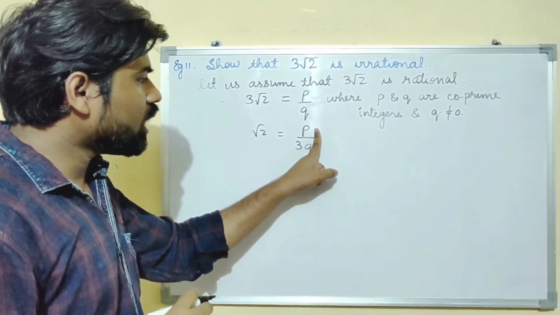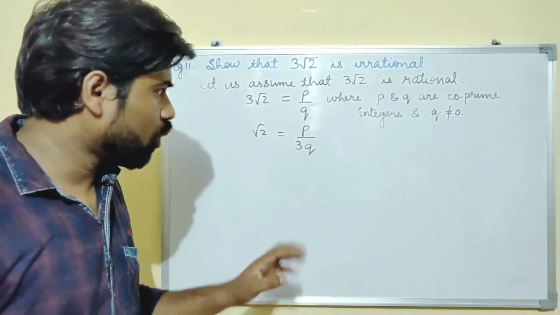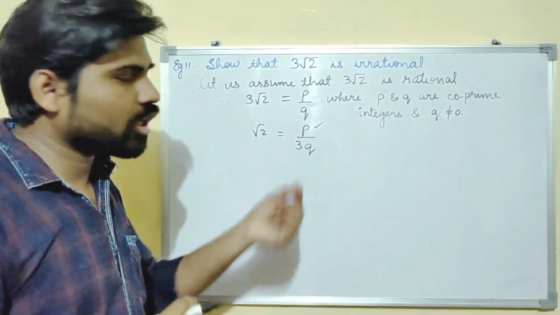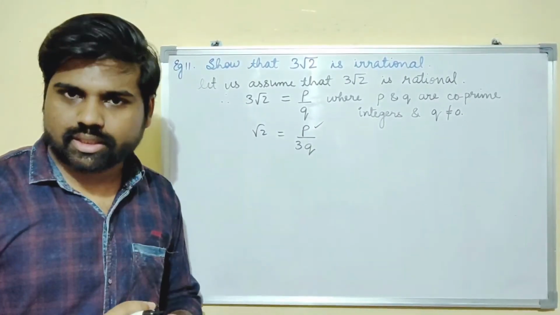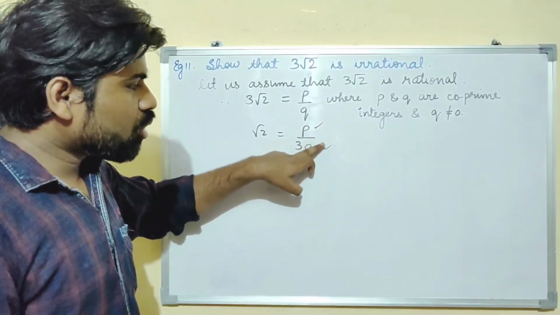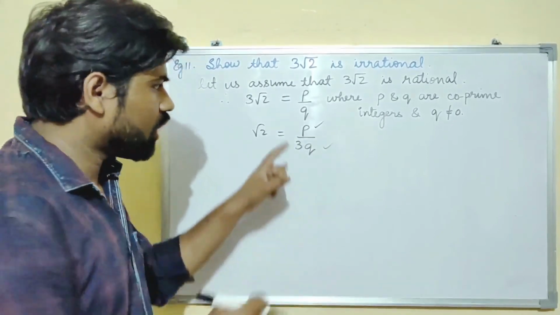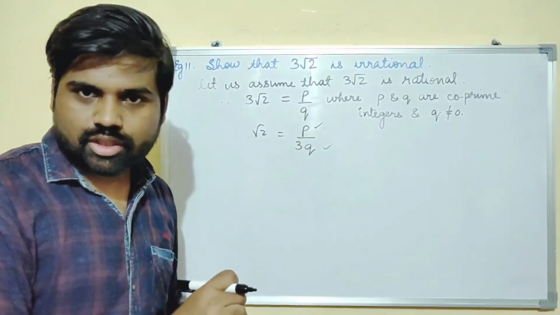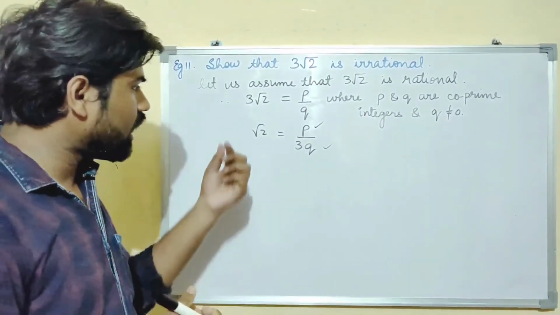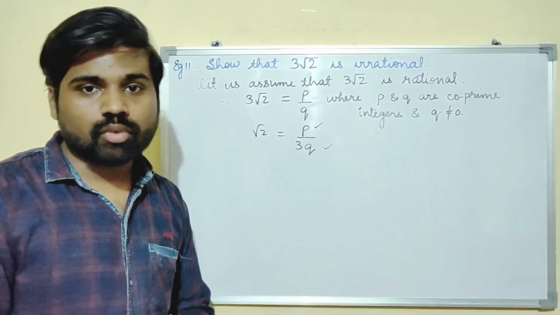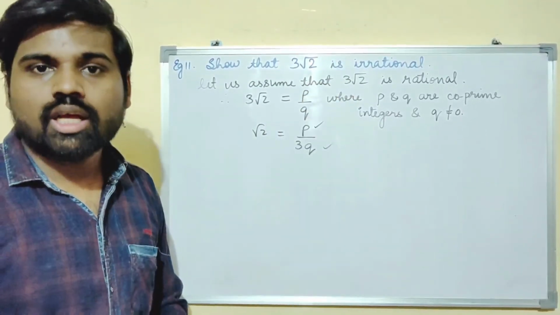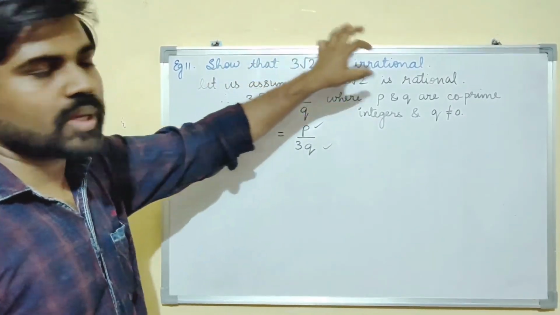Now you know that p and q are integers. This numerator is an integer, and if I multiply 3 by q, then 3q is also an integer, right? That means your denominator is an integer. Integer upon integer is a rational number. That means your right hand side is a rational number and your left hand side is an irrational number. Can it be possible that an irrational number is equal to a rational number? No, that means our assumption is wrong that 3 root 2 is rational. So we'll say that 3 root 2 is irrational.